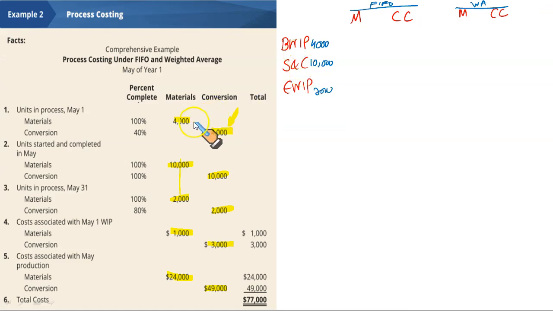Beginning work in process 4,000 units. Units started and completed 10,000. And ending work in process 2,000. This is the first step. We have to separate our units of production, physical units of production. Remember, physical, actual units of production into three population: beginning work in process, started and completed, and ending work in process. That's your first step.